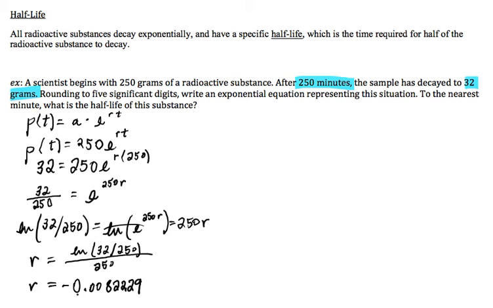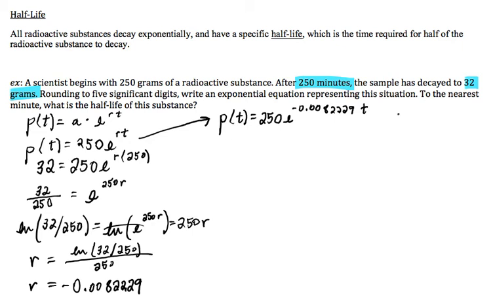0.00822229, and r is negative, and it works out naturally that way since this is a decay problem. Okay, so then our model, we can put it together, is P of t equals 250 times e to the negative 0.00822229 t. Okay, then it says to the nearest minute, what is the half-life of this substance? In other words, how long does it take to decay to half of its original amount?